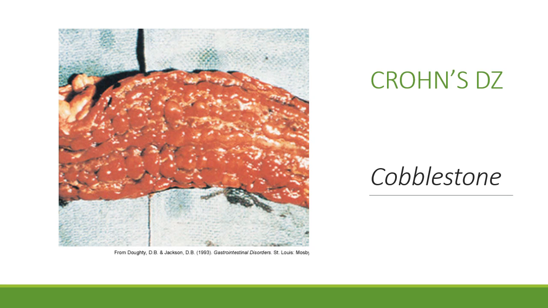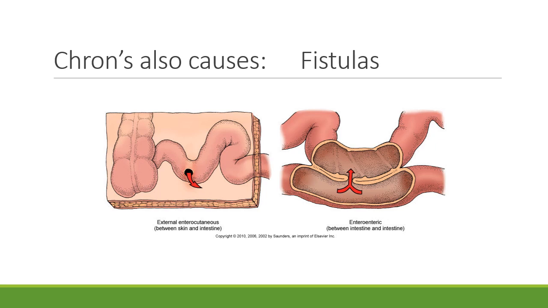Remember with both of these patients that diarrhea equals potassium loss, which causes cardiac arrhythmias. So with all of your patients, if they are hypokalemic, they need to be on a cardiac monitor. That's a huge safety concern. This is just a picture of a fistula. They can be between two organs, like intestine to intestine, intestine to bladder, intestine to vagina, or they can be between the intestine and the external world, like intestine to skin.